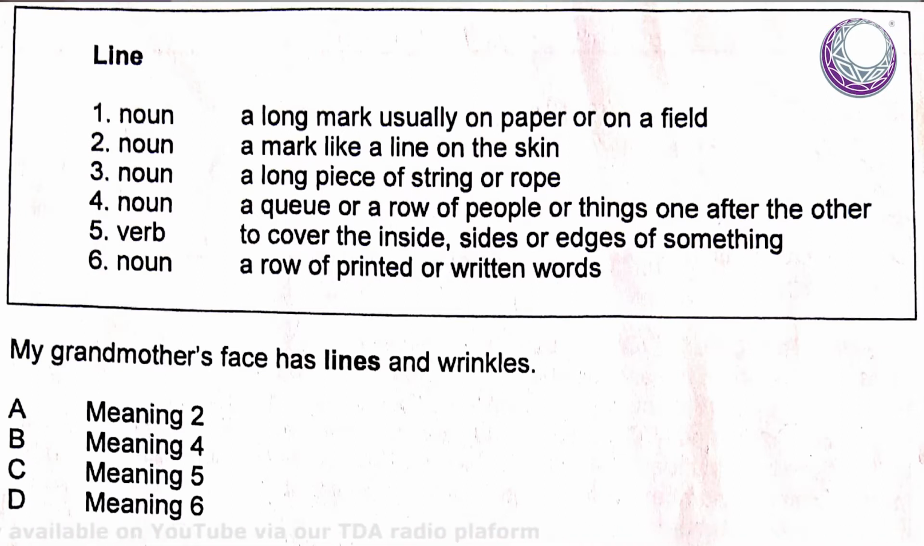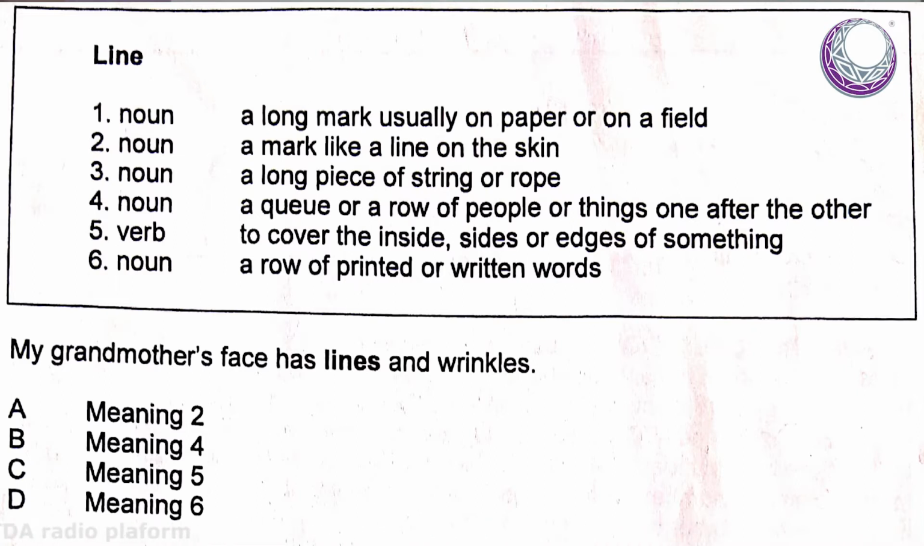Then we can move on to the 5th one. All right, let's go back to the 4th one, which I almost skipped. A queue or a row of people or things one after the other. You want to get your money from the ATM, you want to go to the clinic, you want to go to the hospital, or you are queuing up somewhere, you find a line of people standing, waiting to be served. So that's what it means there.